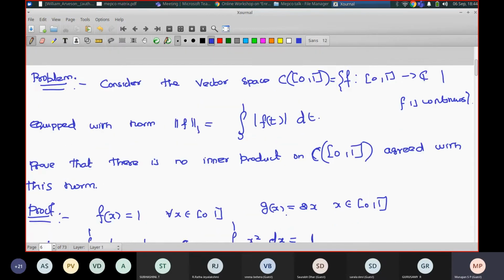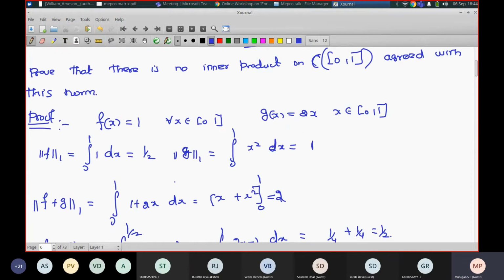So consider the vector space, the set of all continuous complex valued functions, equipped with the L1 norm. This is the L1 norm which I mentioned here. This norm is called the L1 norm. So prove that there is no inner product on C[0,1] that agrees with this norm. That means you cannot define an inner product on C[0,1] such that the inner product induces a norm that agrees with your L1 norm, right?